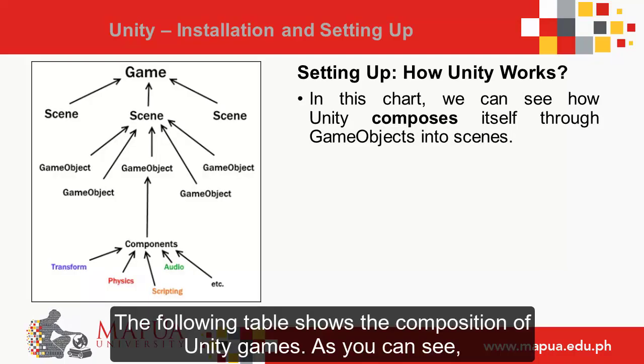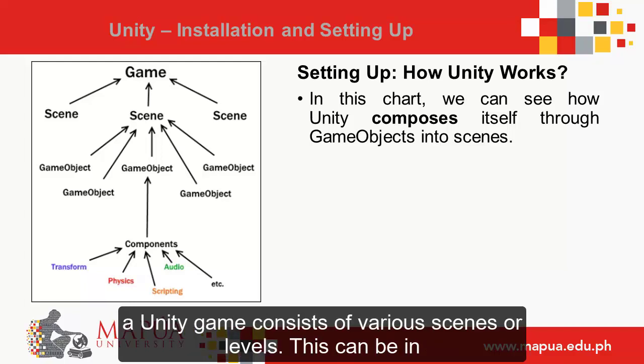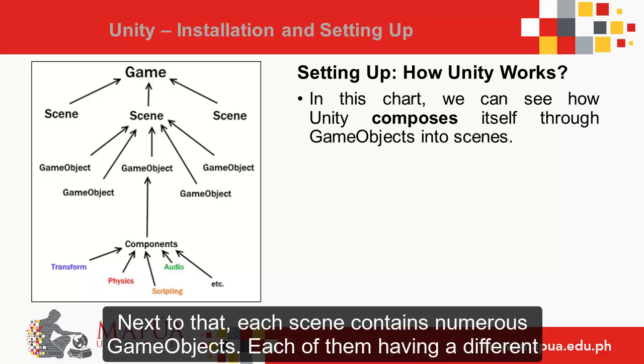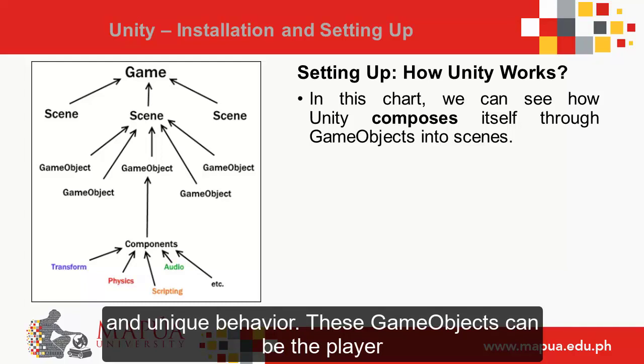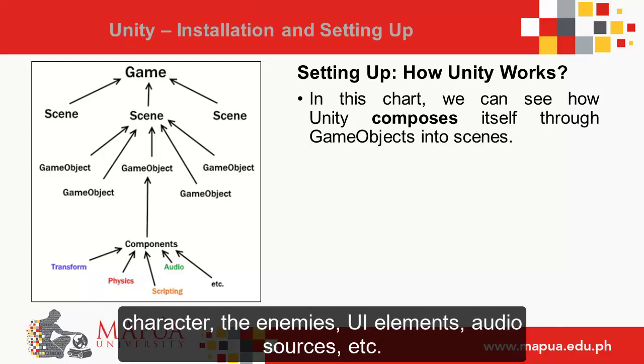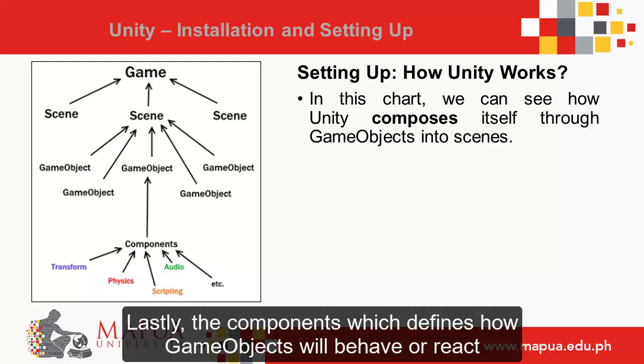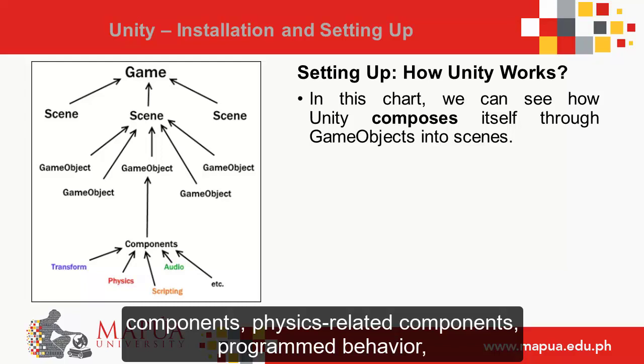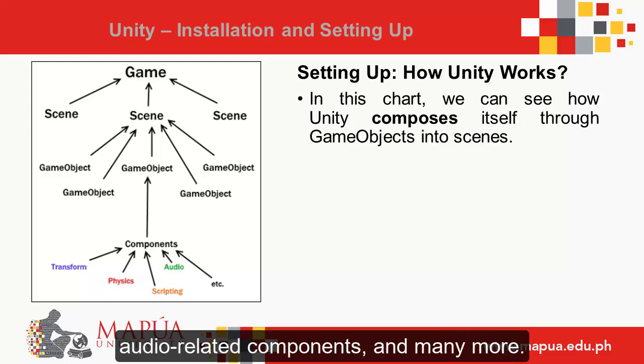The following table shows the composition of Unity games. As you can see, a Unity game consists of various scenes or levels. This can be in the form of a title screen, the main game scene, or an ending credits scene. Next to that, each scene contains numerous game objects, each of them having a different and unique behavior. These game objects can be the player character, the enemies, UI elements, audio sources, etc. Lastly, the components, which define how game objects will behave or react with others in the scene. They can be in the form of transform components, physics-related components, program behavior, audio-related components, and many more.